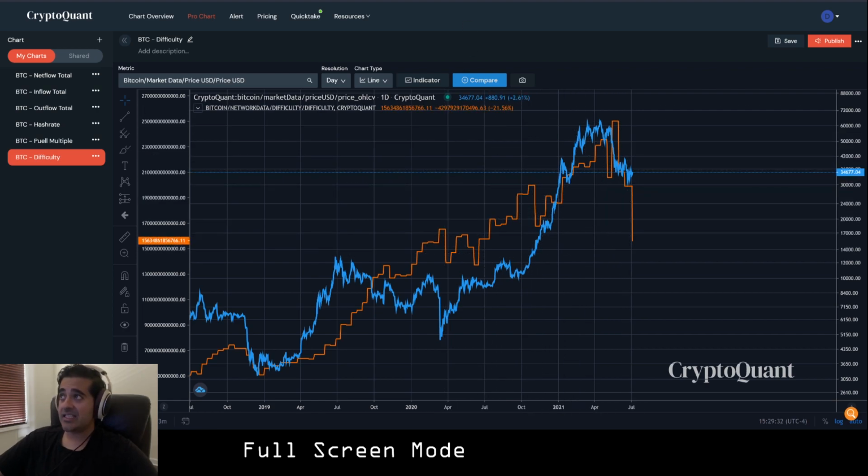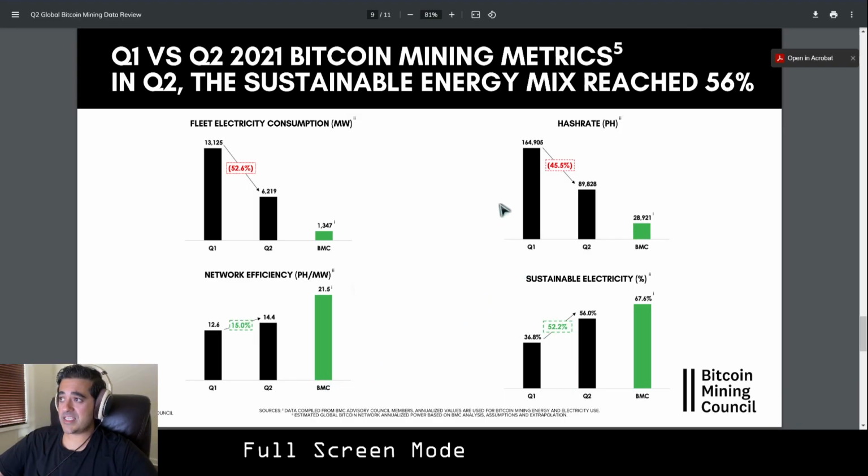So we go back here and we see that hash rate drops, efficiency increases. We also see sustainable electricity has increased. From Q1, Bitcoin went from 36.8% sustainable electricity to now 56%. That's a rise of 52.2% in a quarter.